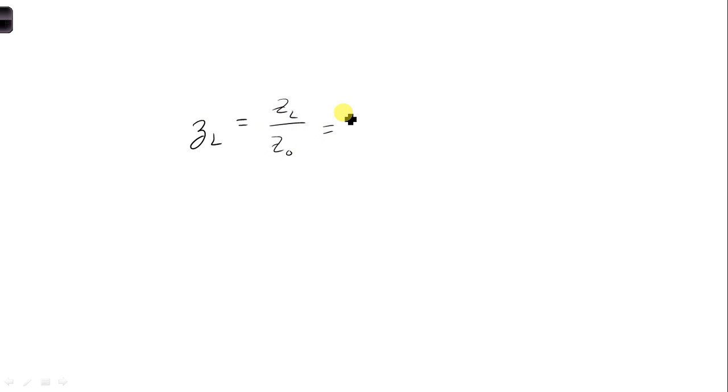In part A, we're supposed to find the reflection coefficient using the Smith chart. So if we're going to use the Smith chart, we have to first normalize the load impedance, which is capital ZL over Z naught, which gives us (100 minus j100) over 100. And simplifying, we get 1 minus j.